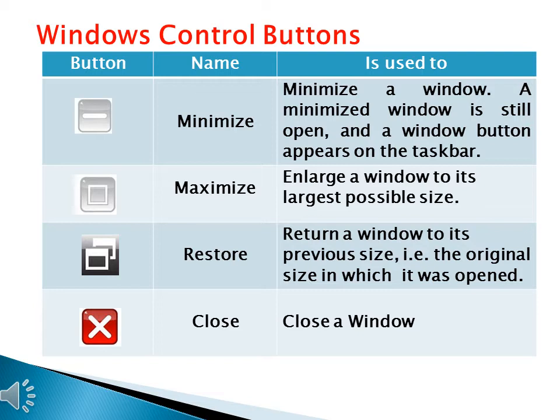Next one is close. Suppose if we want to close our file or close our window, then we have to click on the close button. The symbol is just like a cross.